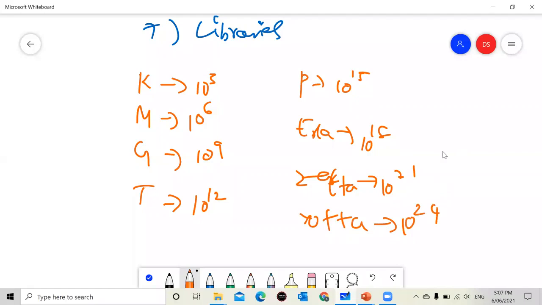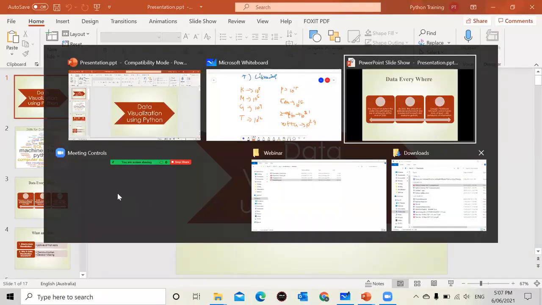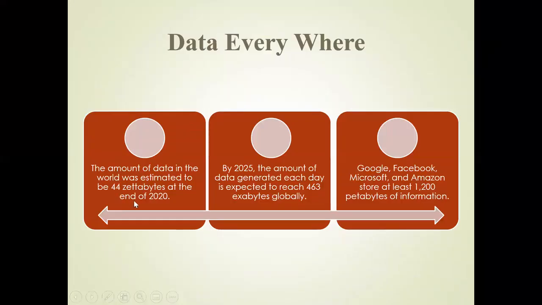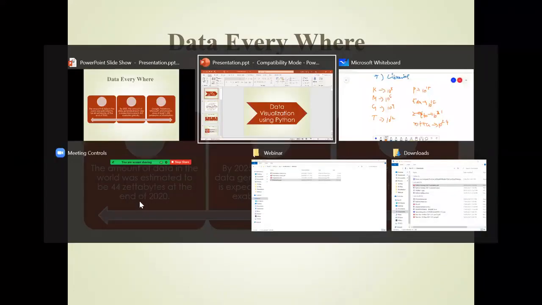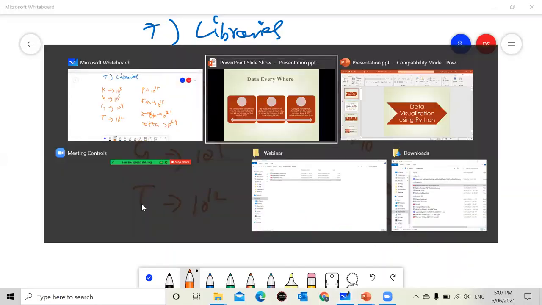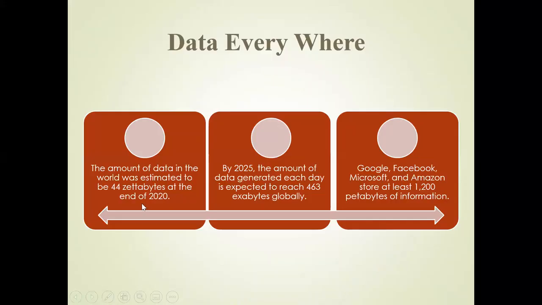So this is 10 power 21. When I say 10 power 21, after 10 there are 21 zeros. So huge data. So zetta here is 10 power 21, and exa is 10 power 18. So if you take these figures now, already 44 into 10 power 21 bytes of data is already there.